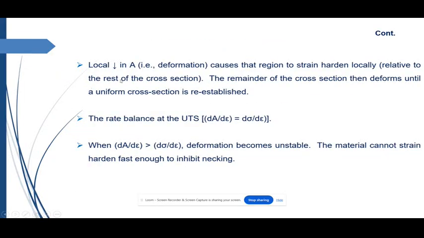Local decrease in area causes the region to strain harden locally relative to the rest of the cross section. The remainder of the cross section deforms until the uniform cross section is re-established. The balance at ultimate tensile stress is given by dA by d epsilon equal to d sigma by d epsilon. When dA by d epsilon is greater than d sigma by d epsilon, deformation becomes unstable. That is after necking. The material cannot strain harden fast enough to inhibit necking.